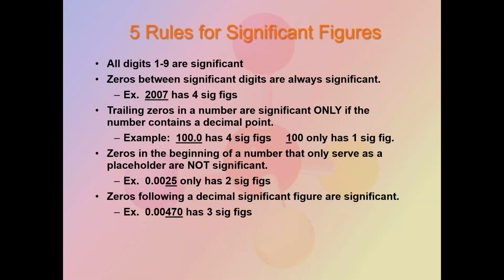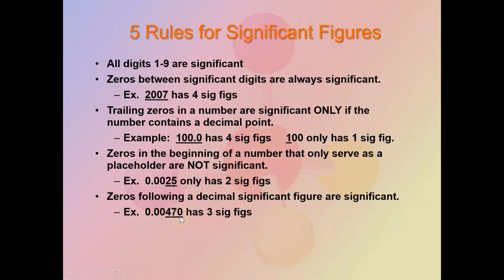Our third type of zeros is zeros that are at the beginning of a number. Since they serve as placeholders, they are never significant. Even if there's a decimal, they are never significant. And you can see that in the number 0.0025, only the 25 is significant because leading zeros are never significant.